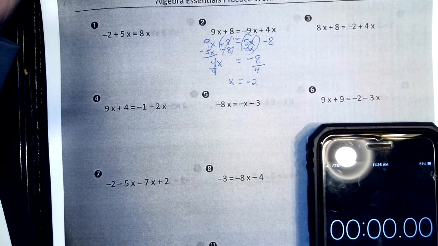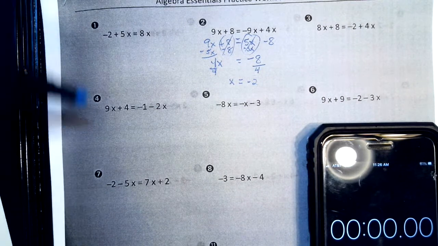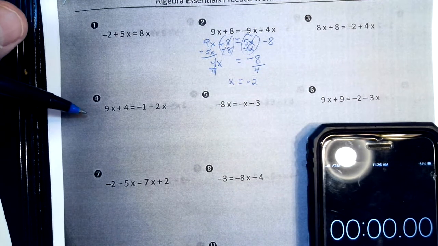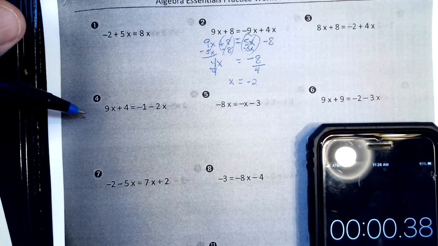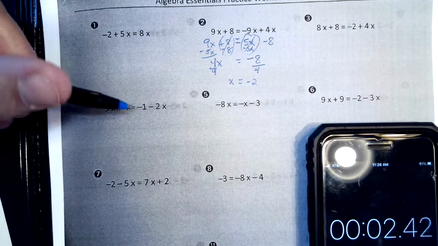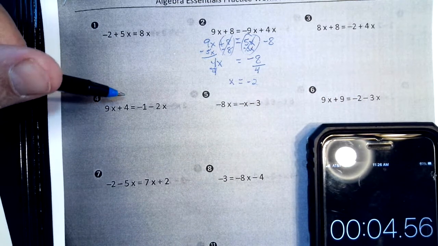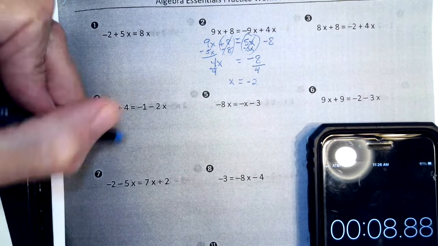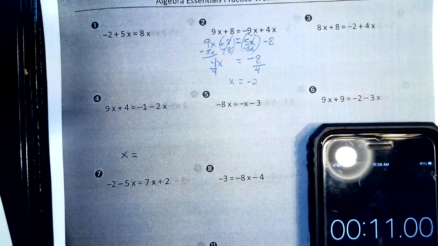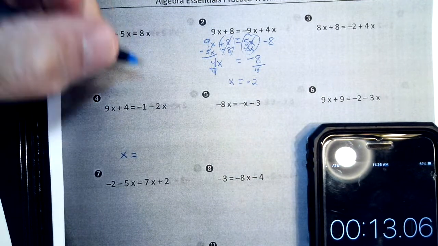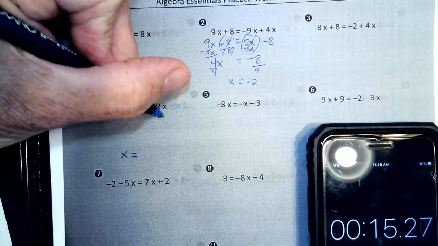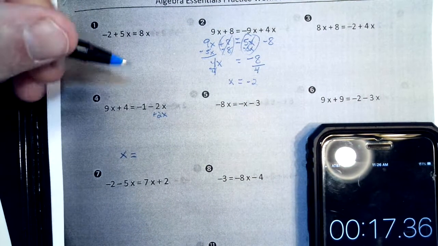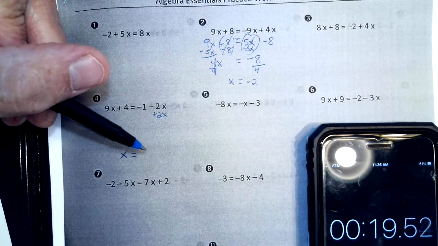This is what I'd like you to do on every problem. So I'm going to pick number 4 here. So here we go. Ready, set, go. All right, I have 9x plus 4. Those are separate. I can't combine them. I have negative 1 minus 2x. That's fine. I want x on the left. That's my goal, so I go ahead and put that down at the bottom. I'm going to add 2x to this side because I don't want any x's on the right side of the equal sign when I'm done.